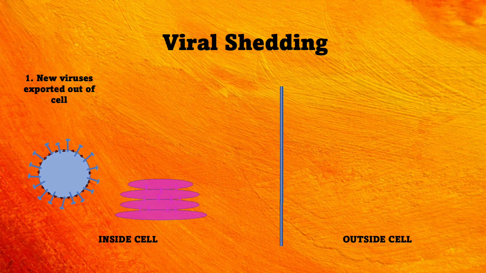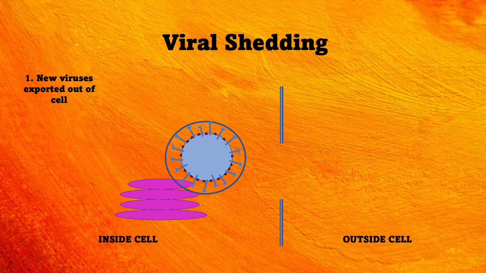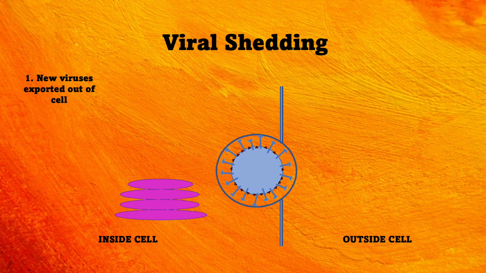Once the process of replication is complete, there's only one thing left to do: leave the cell and infect new hosts. The host cell's Golgi bodies package the virus into vesicles and escort the newly completed SARS-CoV-2 virus out of the host cell's membrane.